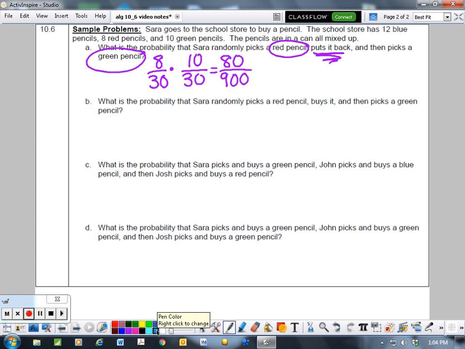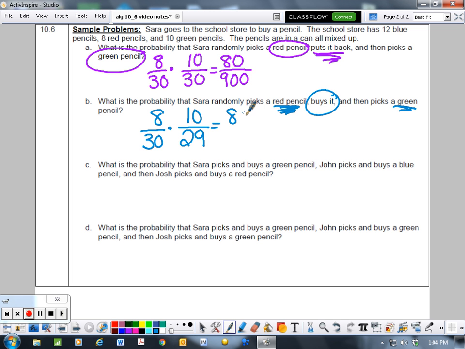So next problem, what is the probability Sarah randomly picks a red pencil, buys it, and then picks a green pencil? So the red pencil on the first pick is still 8 out of 30. Now that she buys the pencil, it doesn't go back in. Now we only have 29 pencils to choose from. Now of those 29 pencils, 10 of them are still green. So now this is 80 out of, well, I've got to multiply that, 870. So it's actually a better probability, a better chance of that happening.